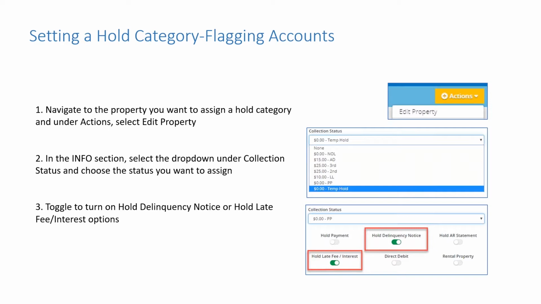Once you do that, you can then determine, because there's always a different scenario. If it's a payment plan, some hold the interest and late fees, some don't. So below that, once you select the collection status, you've got options for turning on and off hold late fee or hold delinquency notice or hold payment, which may be an important one for pre-foreclosures, or if you want to hold AR statements for any reason. So there's a lot of options there. Just toggle them on for the ones that you need.